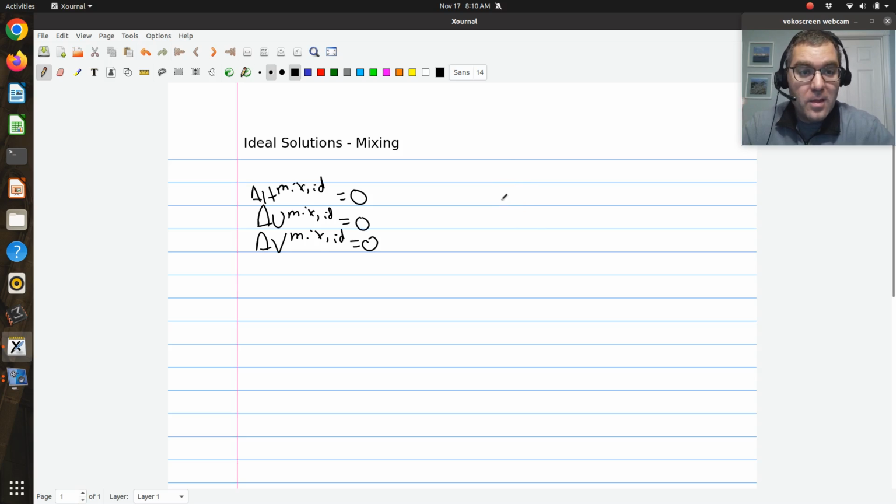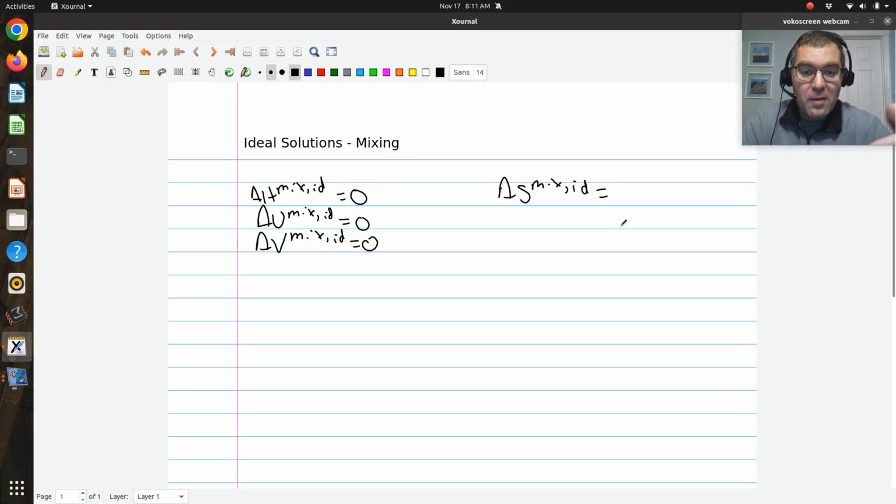All right, then that gets us to delta S of mixing and delta G of mixing. Remember, when I think about property changes upon mixing, I have a beaker of pure A at a given temperature and pressure, a beaker of pure component B at the same temperature and pressure, and I'm mixing them to form a final solution also at the same temperature and pressure.